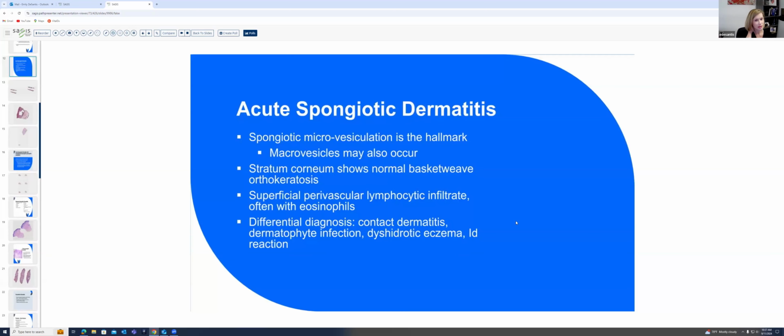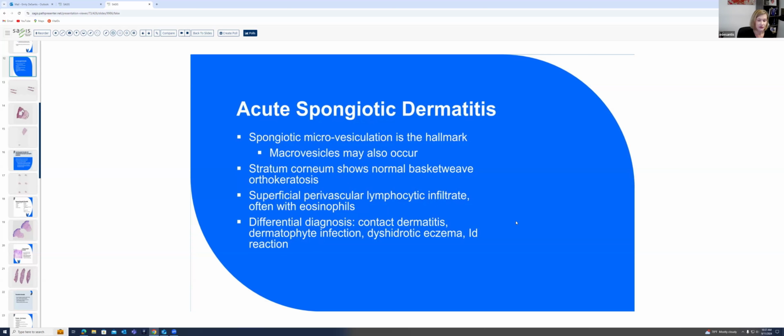In acute spongiotic dermatitis, the hallmark is spongiotic microvesicles, and macrovesicles can also be seen in some types of acute spongiotic dermatitis. The stratum corneum, because this is an acute process, typically shows a normal basket weave pattern rather than parakeratosis or any other alteration. And there often is a superficial perivascular lymphocytic infiltrate that's variable. It can be very mild or a little bit more intense, and scattered eosinophils can also be seen.